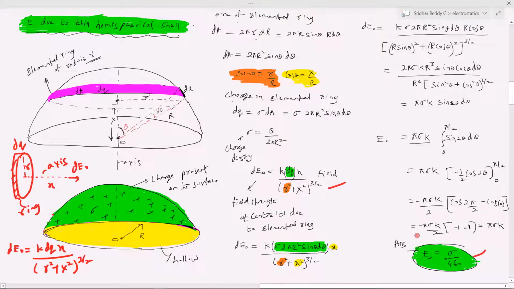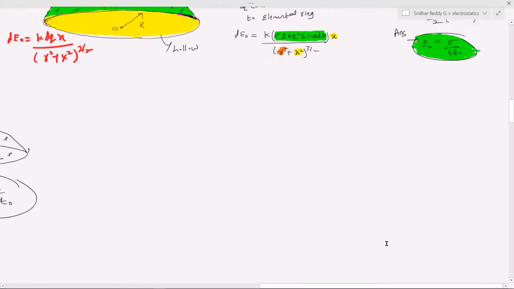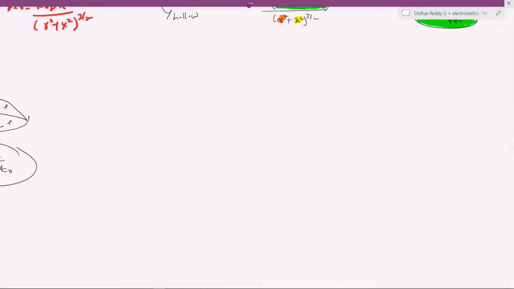Hemispherical shell, solid hemisphere, rho R by 4 epsilon naught. What about the electric field strength at the center of a hemispherical shell? Sigma by 4 epsilon naught. Agreed? These are some data. We are supposed to remember. Okay, now let me introduce one problem related to this.